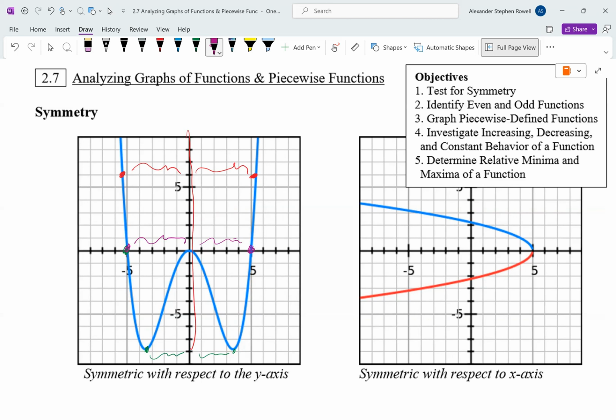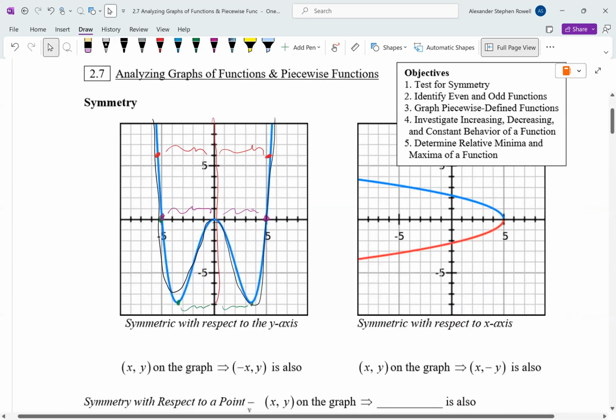Why do we care about symmetry? It turns out if you have to graph and you know it's symmetric, once you've plotted half the points, you know what the other half will look like. So it's going to save us a lot of work in the future. We'd really like to identify symmetry. All right, that's symmetric with respect to the y-axis.